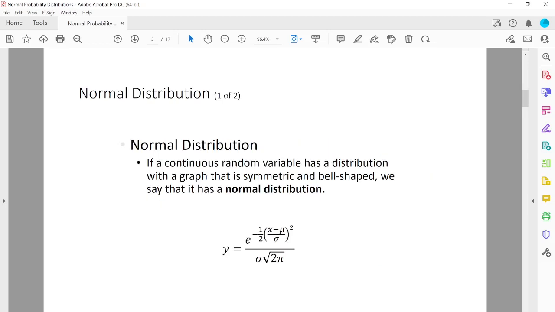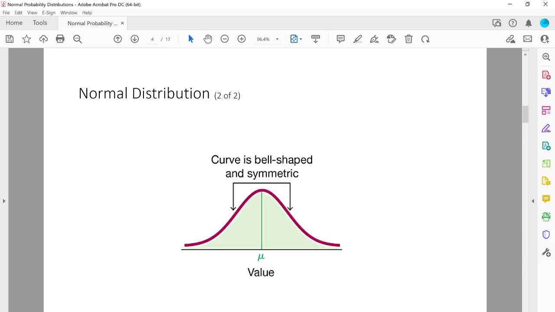So first of all, let's start with the normal distribution. What does normal distribution mean? Any probability distribution is called normal if a continuous random variable has a distribution with a graph that is symmetric and bell-shaped. We say that it is a normal distribution. This is the equation we can use to represent that curve, and the actual curve would look like this.